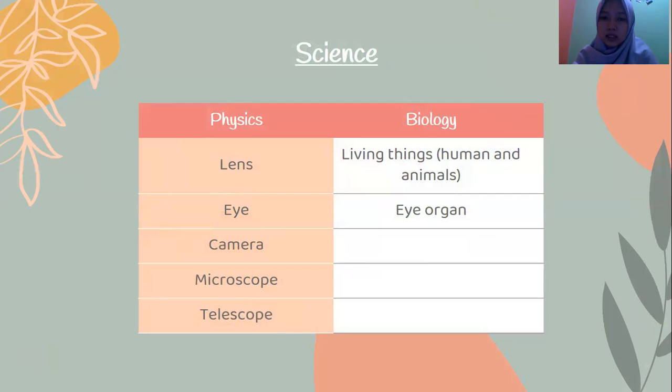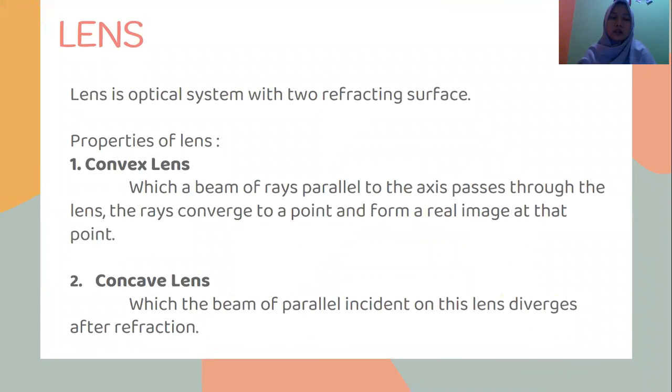The second is the eye organ. Next, the first is lens. What is a lens? A lens is an optical system with two refracting surfaces, and there are two types of lens. The first is the convex lens. In a convex lens, a beam of rays parallel to the axis passes through the lens. The rays converge to a point and form a real image at that point.